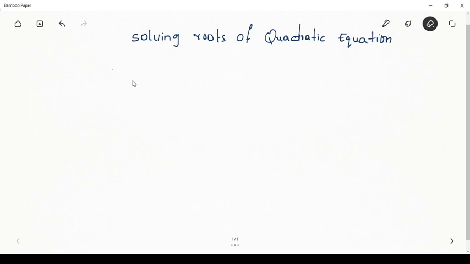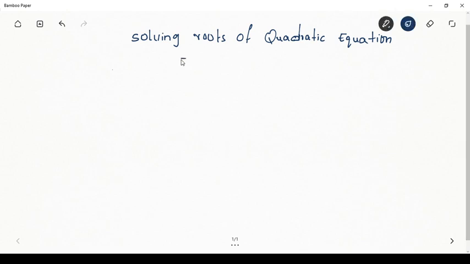Hi everyone. Today we will discuss a simple topic, how to solve the roots of a quadratic equation. Before going to that, I want to know whether you know the difference between an expression and an equation. What is meant by expression? What is meant by equation?